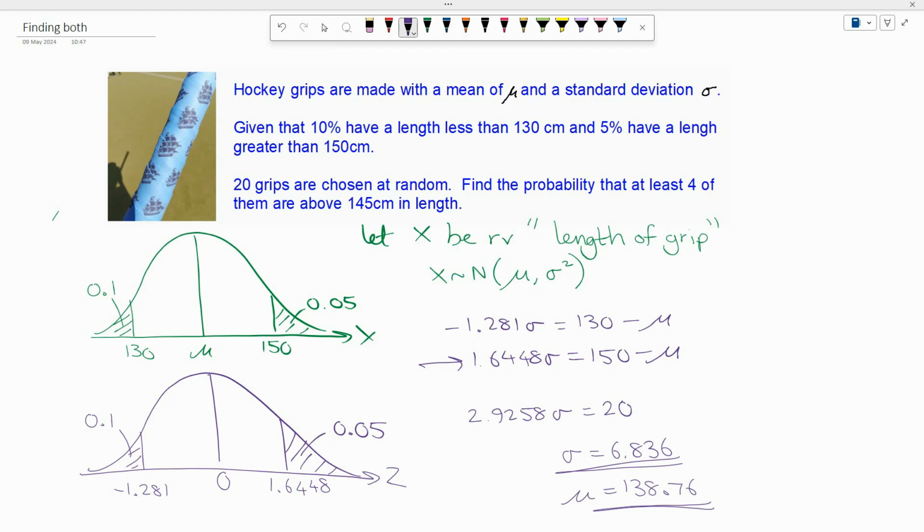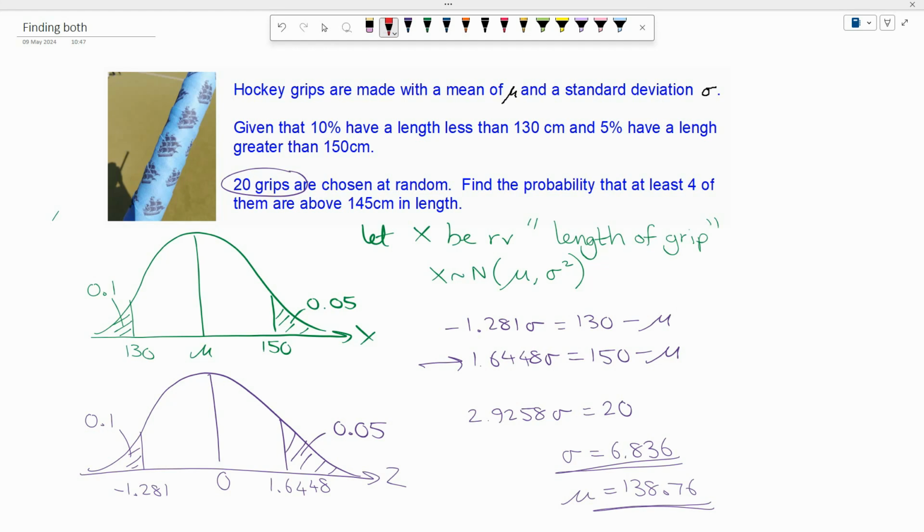So this question has a little bit more to it. It's not just finding the mean and standard deviation. They're now talking about 20 grips chosen. So when we're in the normal distribution and we're talking about a sample, it can go two ways. It could be a sample mean, but then it'd have to be talking about significance levels and sample means, which they're not. So now they're talking about 20 grips are chosen. They're actually talking about binomial distribution. So 20 grips are chosen, find the probability at least 4 of them are above 145 centimeters.